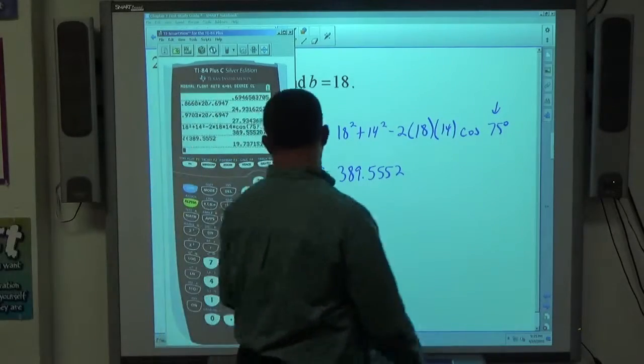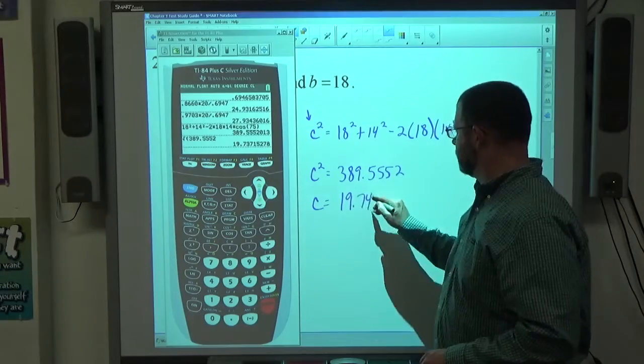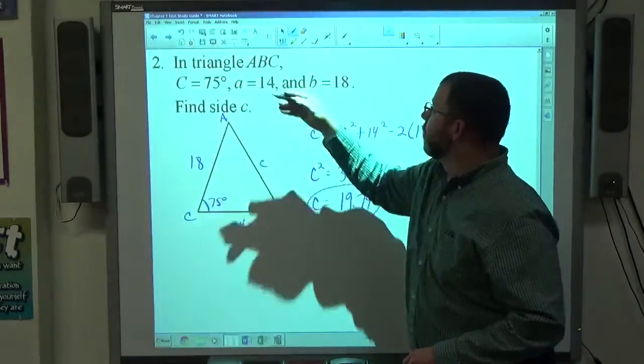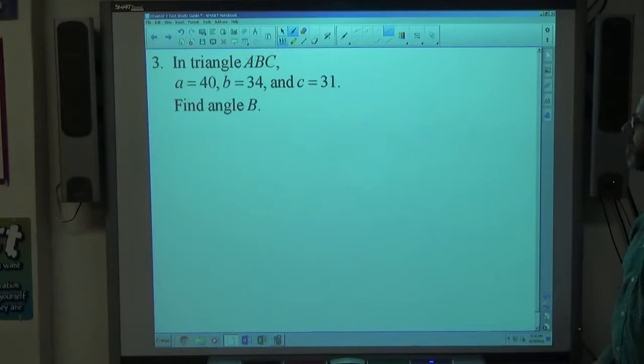And that comes out to about 19.74. And all they're asking me for is side C, so that's the end of the problem. If I needed to find side A or side B at that point, I'd probably use the law of sines to find A or B, then subtract from 180 to find the other one. But again, all they're asking for is side C, so stop there.